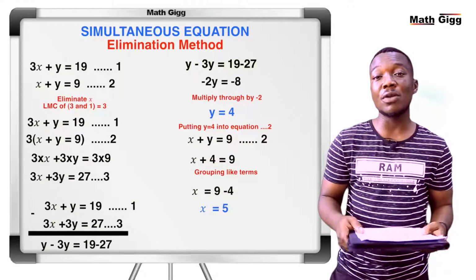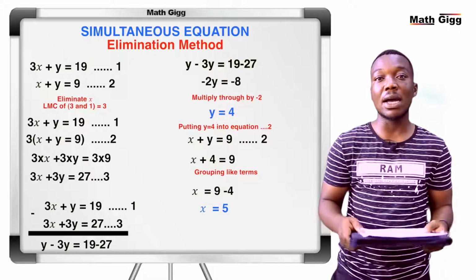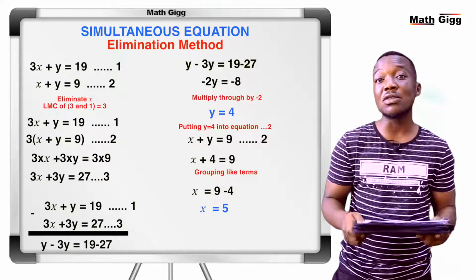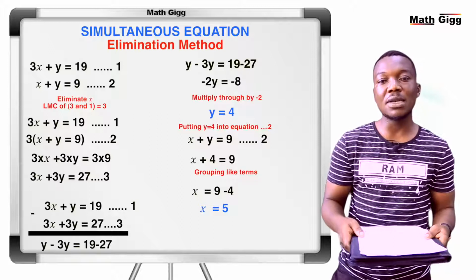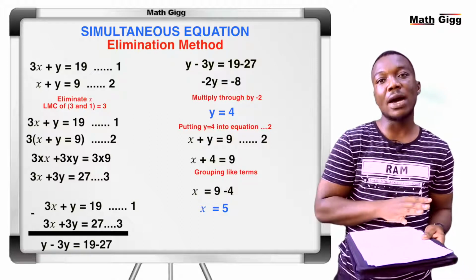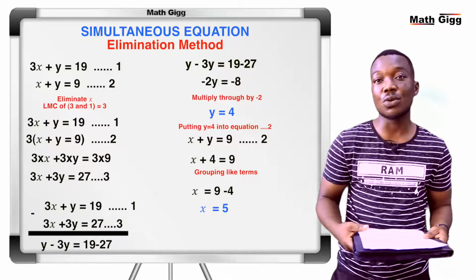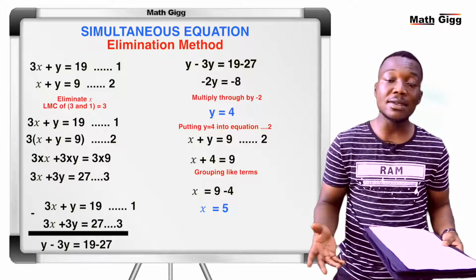Remember that for every one of these methods that we've used, our x answer is 5 and our y answer is 4. So in simultaneous equations, you can choose any method, unless you are restricted in the exam. These are the three methods that I have used, and we've gone through this example with each of them.